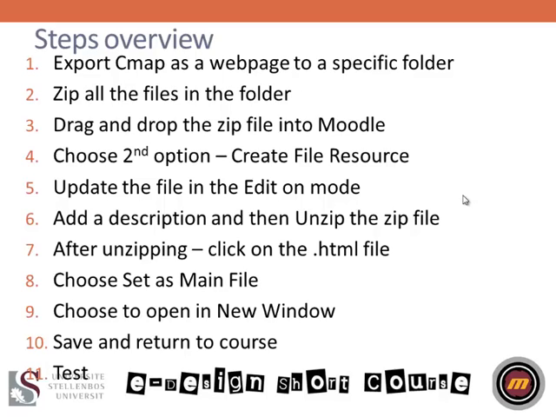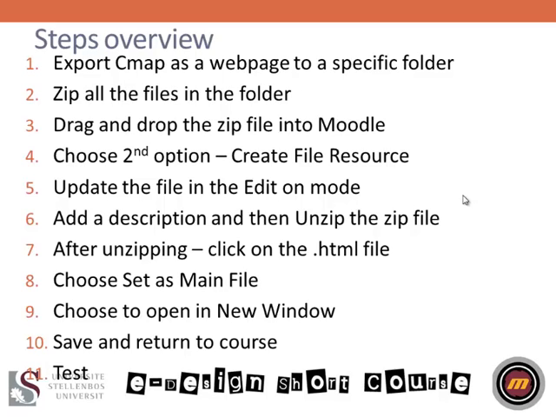Then it immediately wants to know what should I do with the zip file, and you choose the second option, which is create a file resource. You shouldn't just unzip the files and create a folder with files. It won't work. Then, once it's there, you have to go through a second process where you click on the little hand to update it, to edit it. You'll need to add a description.